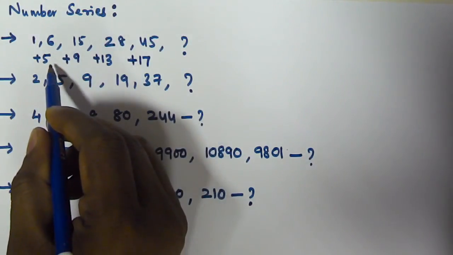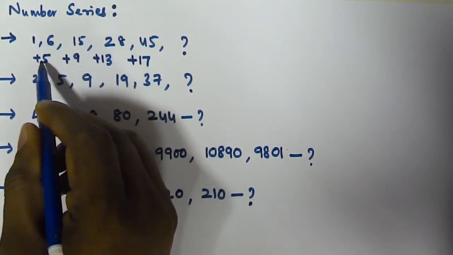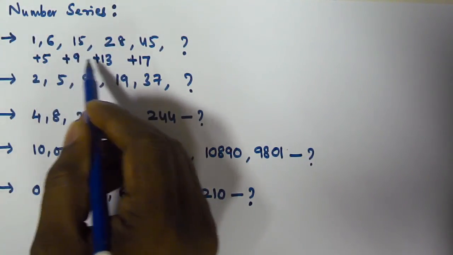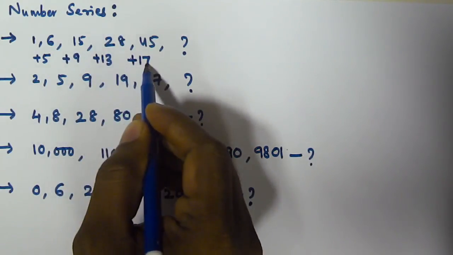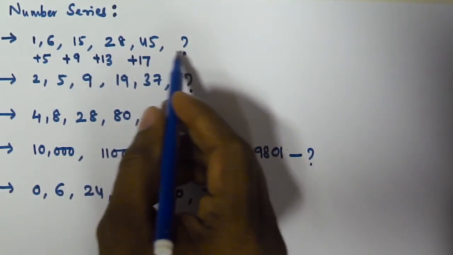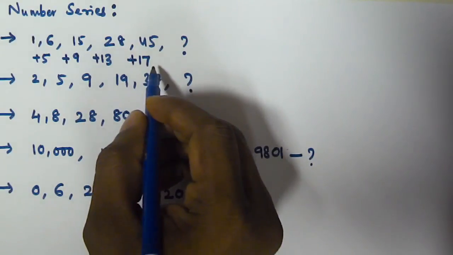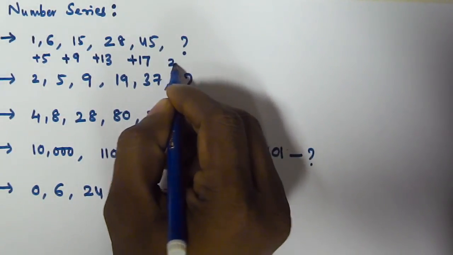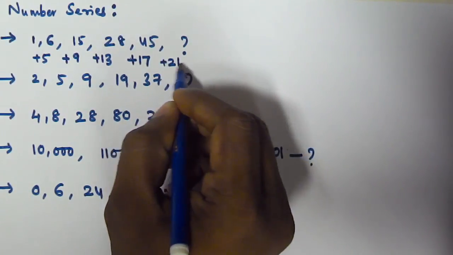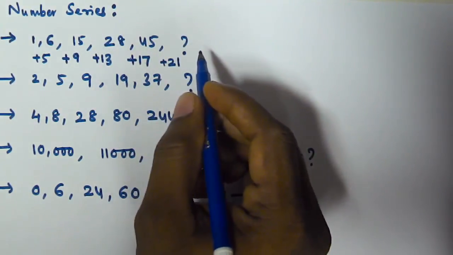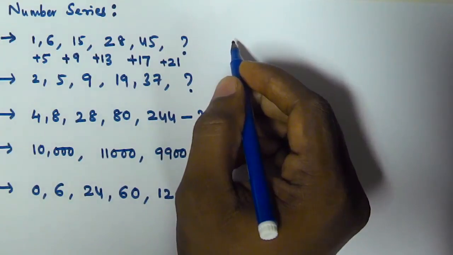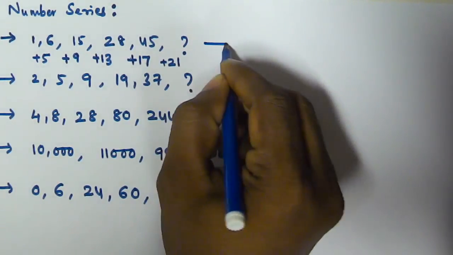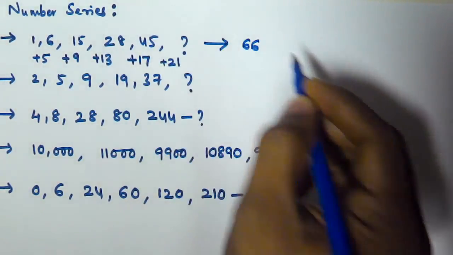If you observe here, the difference between 5 and 9 is 4, between 9 and 13 is 4, and between 13 and 17 is 4. So the next number we will get is by adding 17 plus 4 to the 45. 17 plus 4 is 21, so we add 21 to the 45. So what is the next number going to be? It is going to be 66. So the next number here is 66.